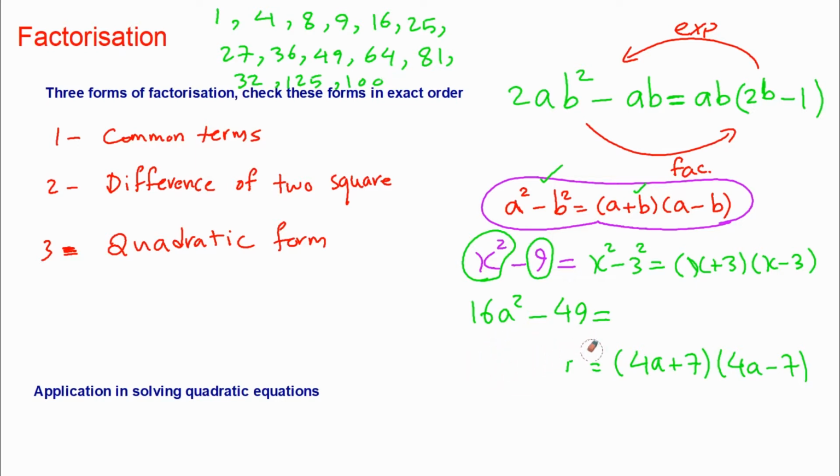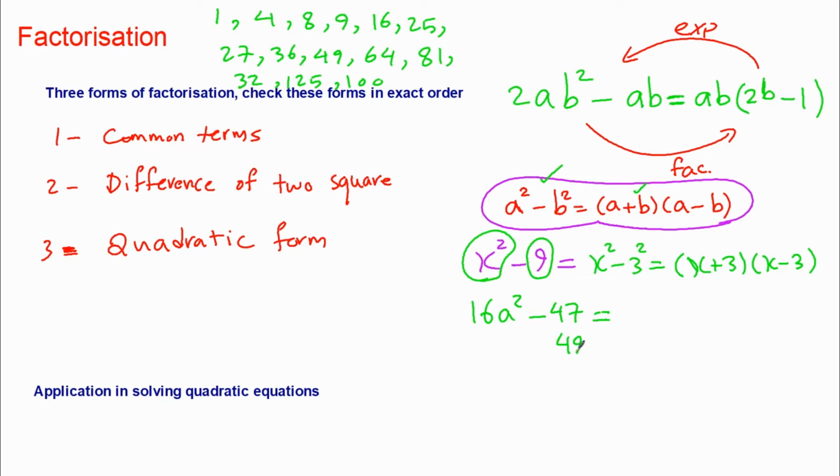if I change this question to a form of 16a squared minus 47, you can't factorize this. So there is a reason when you have been given a fully squared number, which is 49. So your mind should be alerted when you see these sort of numbers.